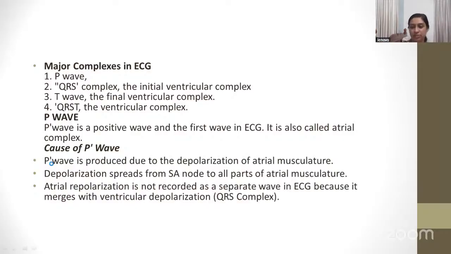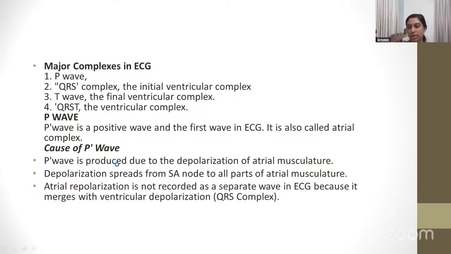The first wave is the P wave. P wave is the positive wave. P for positive. It is the first wave in the ECG. It is called the atrial complex. Why is it called the atrial complex? It is because it is derived from the atrial region. And what is the cause of the P wave? Usually, the P wave is produced due to the depolarization of the atrial musculature.